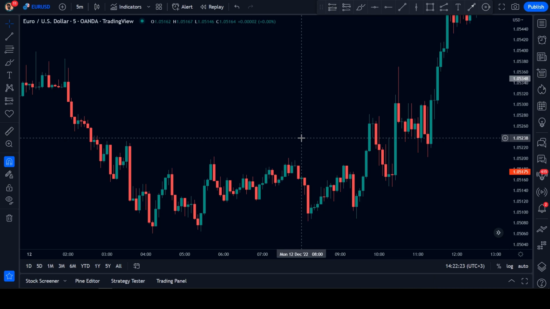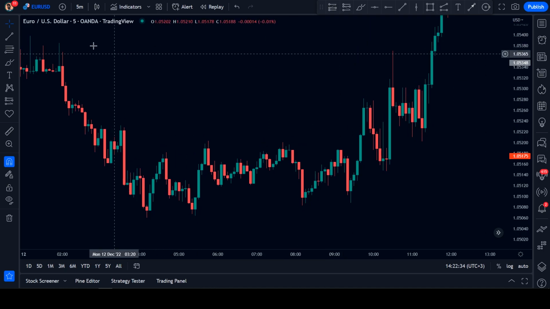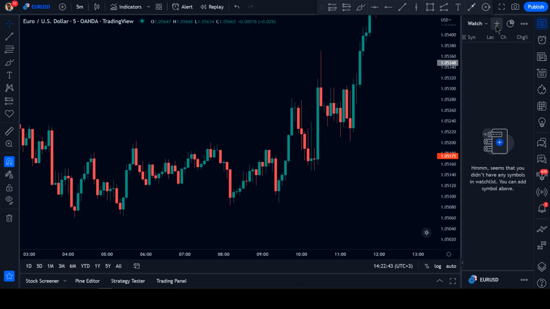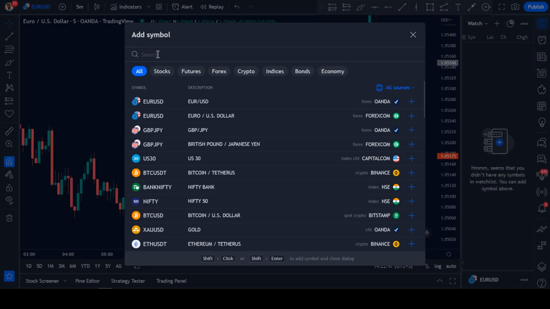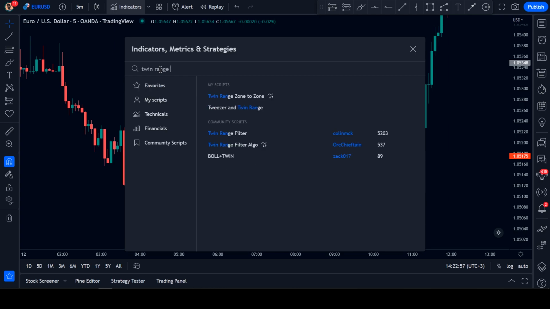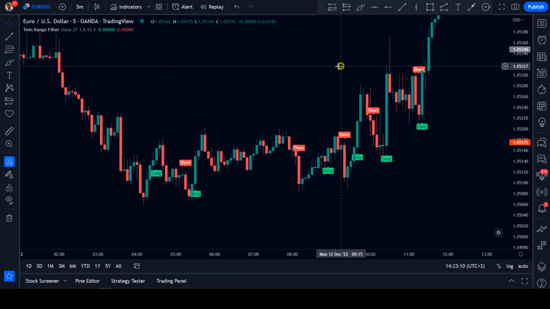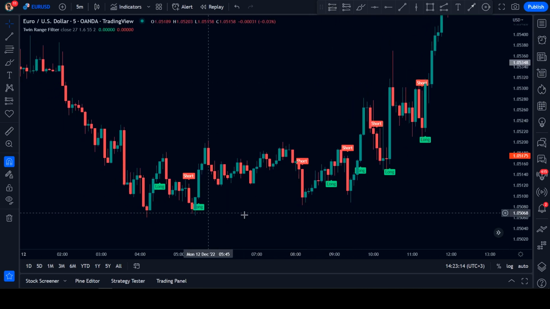First things first, get on TradingView and load whatever forex pair or trading security that you like. For me, I'm gonna be using the EURUSD on a 5-minute time frame, but this strategy will work on any security that you like. Now head over to the Indicators Search tab and type in Twin Range Filter. Click on this one by :MCK. The default settings for this indicator will work perfectly, no need to change anything.